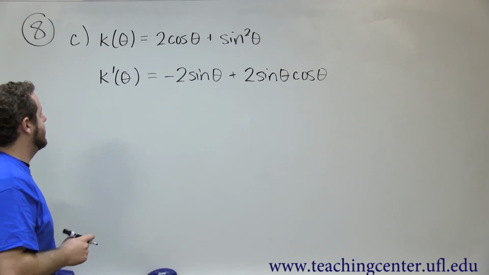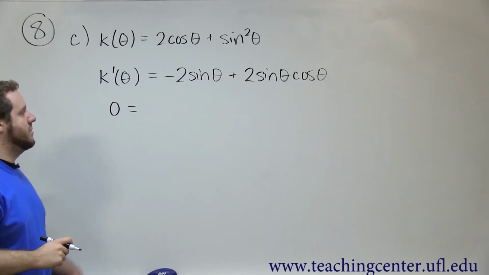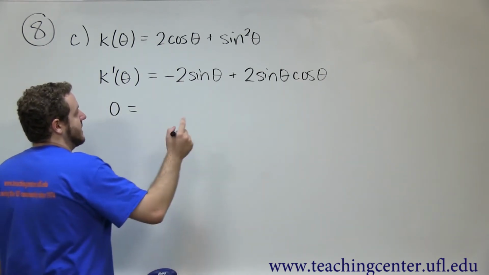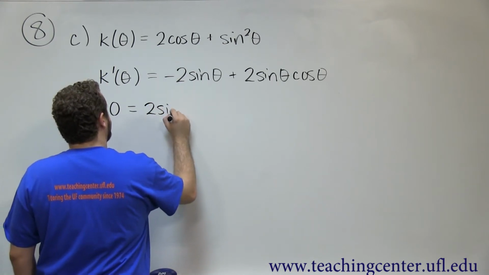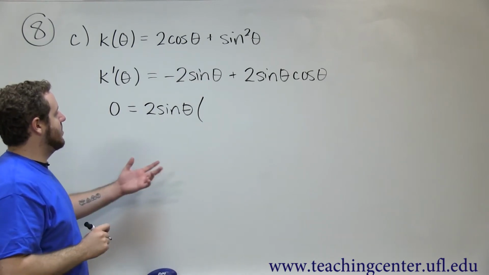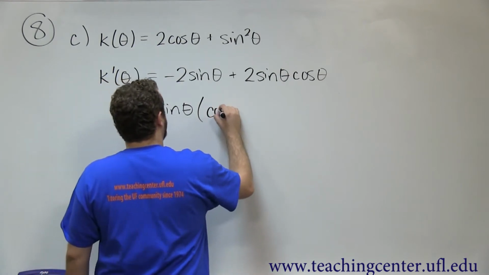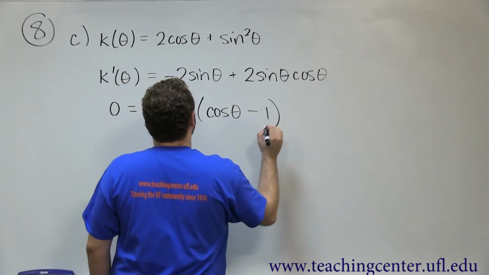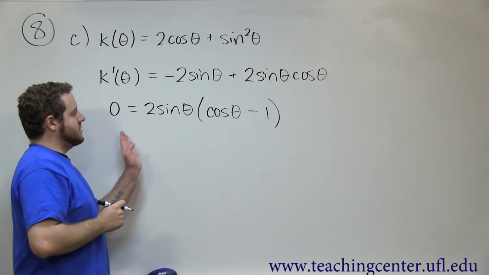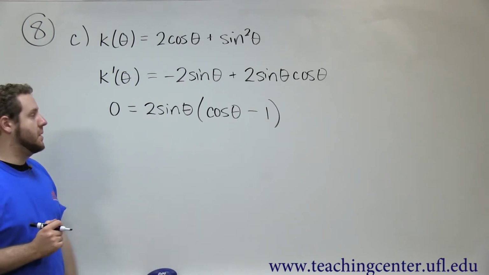So to find critical numbers, we need to set this equal to 0. Now we don't have to worry about the undefined case in this problem because sine theta and cosine theta are never undefined. But what we can do is factor out a 2 sine theta. And if we factor out 2 sine theta, what we would have remaining is just negative 1 plus cosine theta, which you could rewrite as cosine theta minus 1. So here's our derivative fully factored. And again, we want it to equal 0 to find our critical numbers.